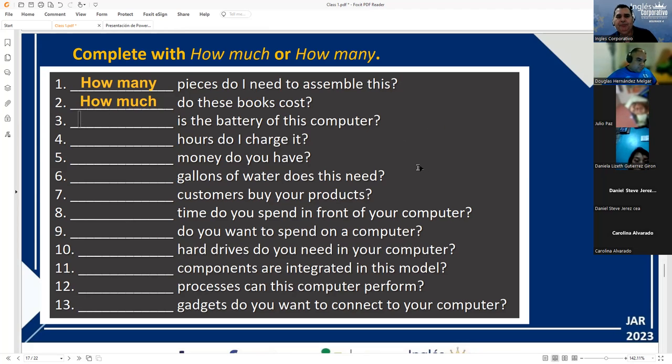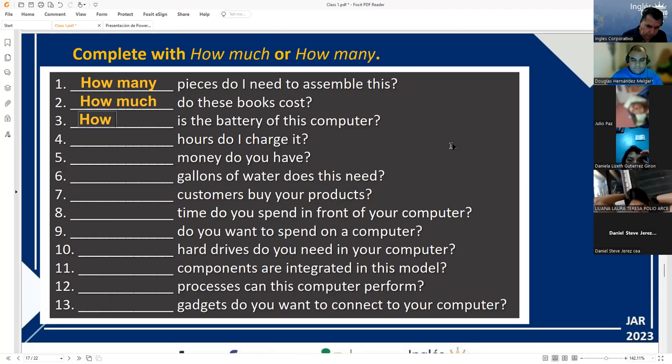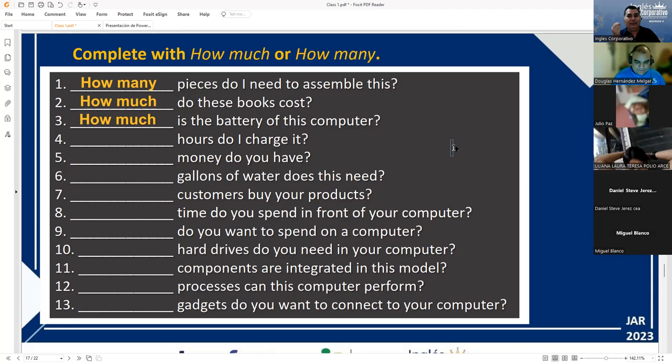How many? How much? ¿Cuánto cuesta también? How much is the battery of this computer? Battery, yes. ¿Cuánto vale? How much es cuánto vale en este caso? How much is the battery of this computer? You say, how much?